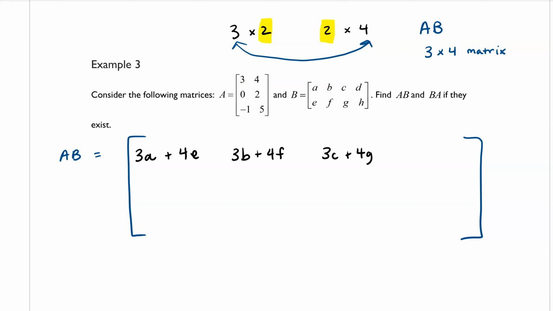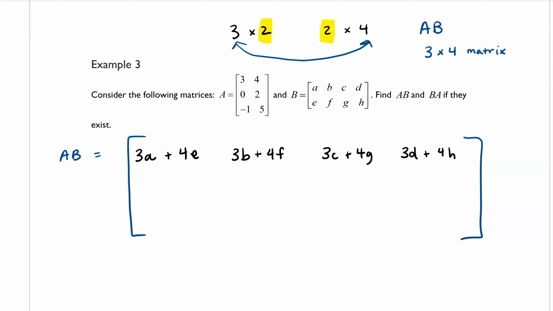Okay, and then to get the last column value in row 1 of the A times B matrix, we would use the first row in matrix A, and we would use the last column in matrix B. And so that would be 3D plus 4H. All right, I know this is super exciting stuff.